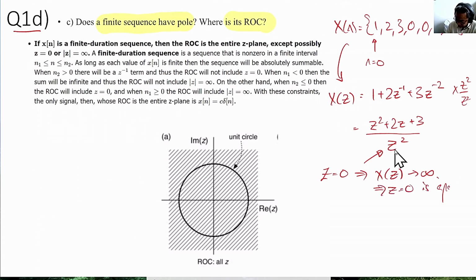So when z equals 0, this goes to infinity, implying z equals 0 is a pole. So we should draw a pole here, and then we want to put 2 because there are 2 poles because of z squared.